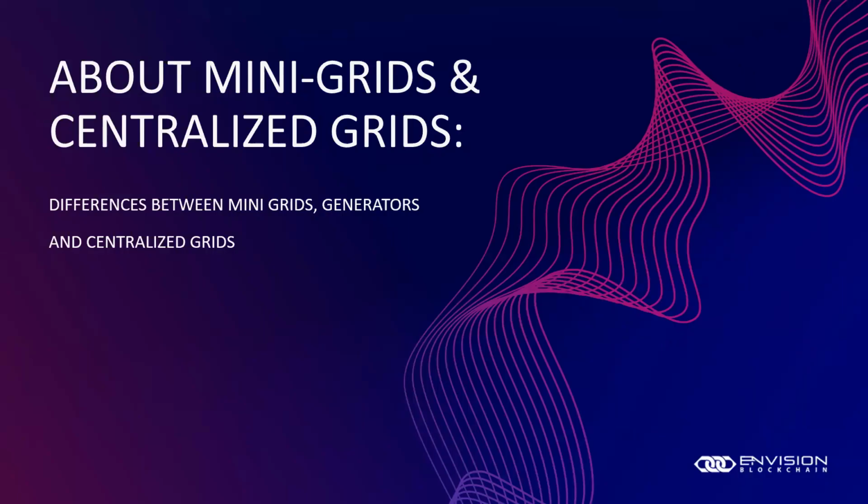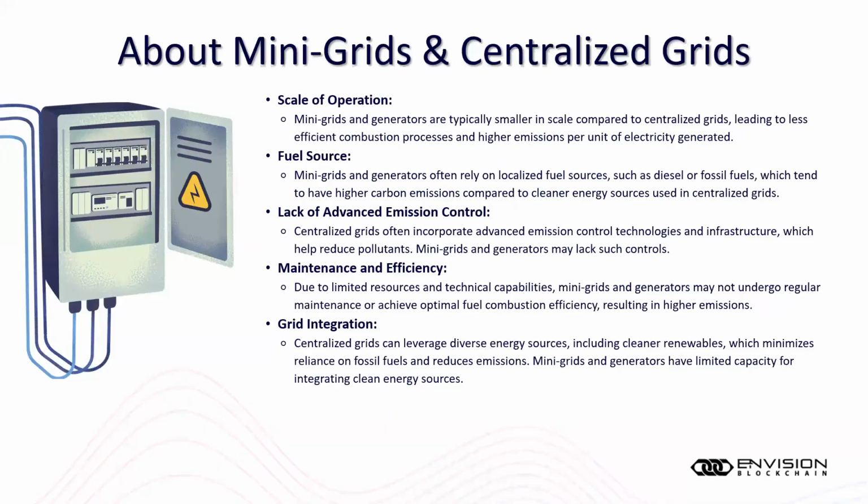So a little background information about mini grids and centralized grids. We'll go over the differences between each one of those as well as generators. So the scale of operation is one factor. Mini grids and generators are typically smaller in scale compared to centralized grids, leading to less efficient combustion processes and higher emissions per unit of electricity generated.